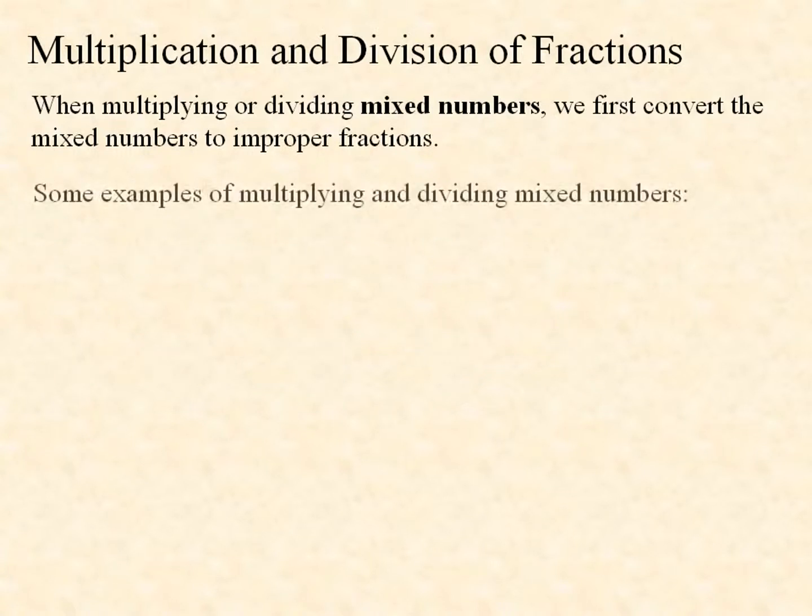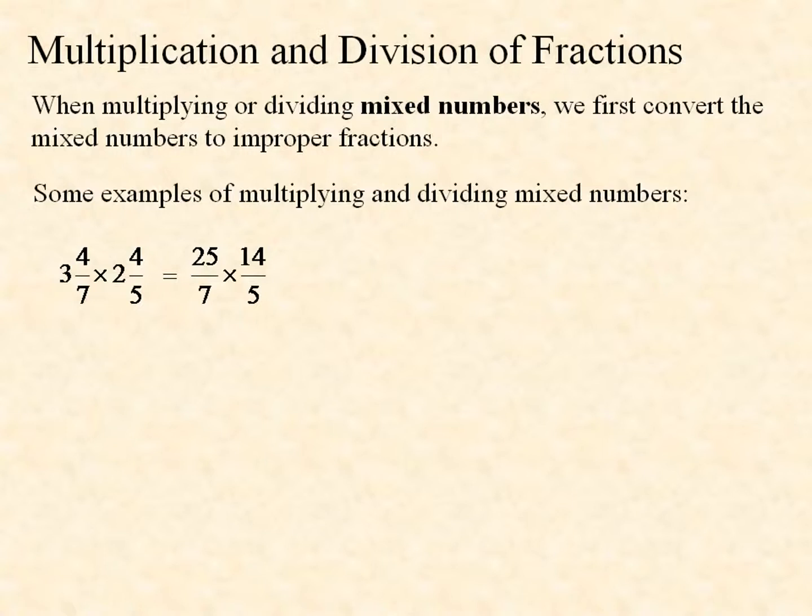Let's look at some examples of multiplying and dividing mixed numbers. Here we have 3 4/7 times 2 4/5. That, of course, is equal to 25/7. 3 4/7 is 7 times 3, 21 plus 4, that's 25, times 14/5. Well, 5 times 2 is 10, and 10 plus 4 is 14.